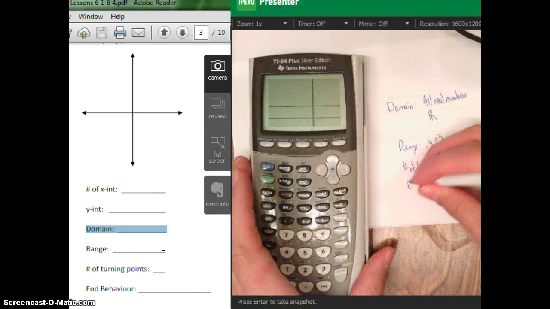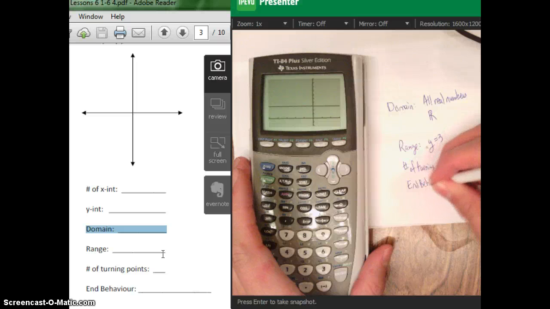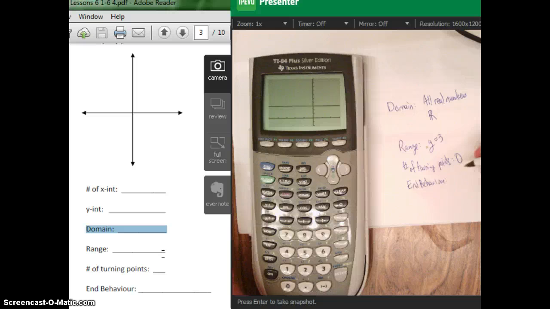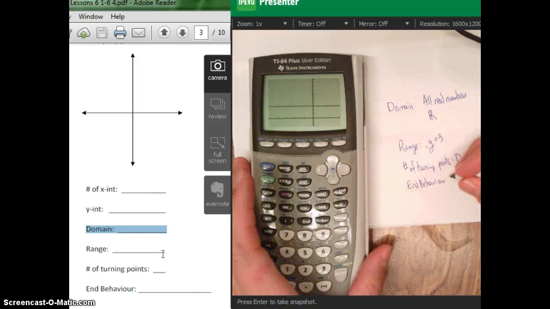And the end behavior, well, it's not very exciting at all with the constant function. It just stays flat, right? So it stays constant into quadrant 2 and quadrant 1. That would be one way of writing that. Okay?